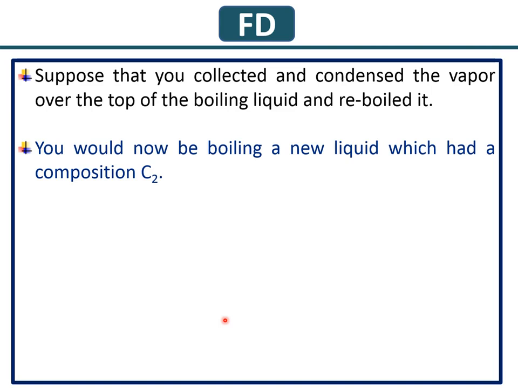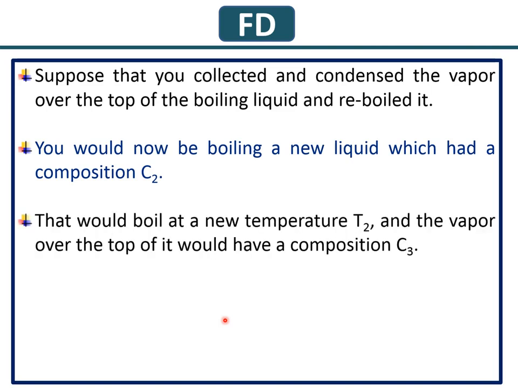Suppose that you collected and condensed the vapor over the top of the boiling liquid and reboiled it. You would now be boiling a new liquid which had a composition of C2 that will be boiled at a new temperature T2, and the composition of the vapor will be C3. If you continue here, you will eventually get pure B. And this is clear here in the diagram.